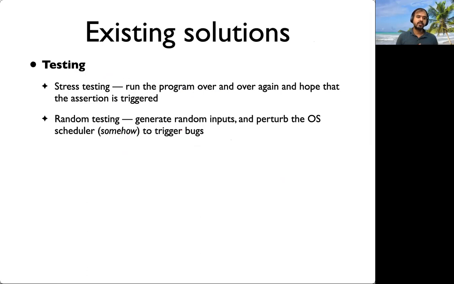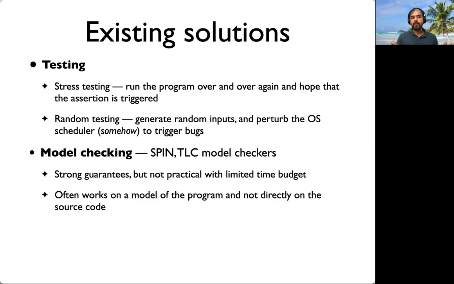So what are some of the existing solutions? You can stress test your program by running the program over and over again in the hope that the assertion is triggered. Or you can be a little bit more intelligent, where you generate random inputs for the program, but also perturb the OS scheduler somehow in order to trigger the bugs. Unfortunately, these sort of testing techniques are not very effective because of the large input and the schedule space of typical programs. You can do model checking using model checkers such as Spin and TLC. These have very strong guarantees, but are not practical if one has a limited time budget.